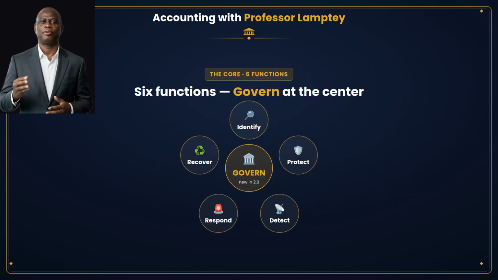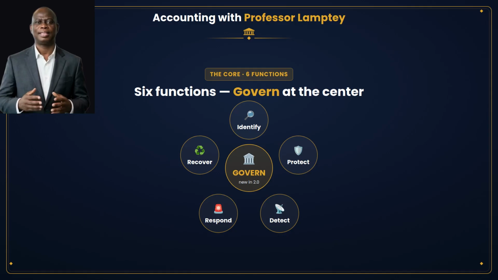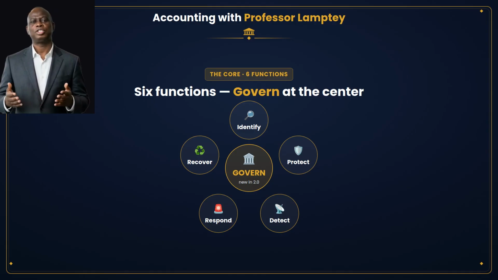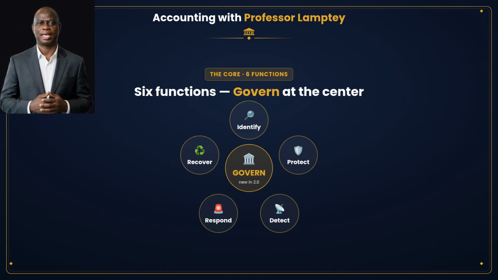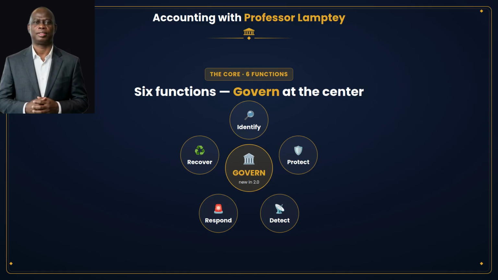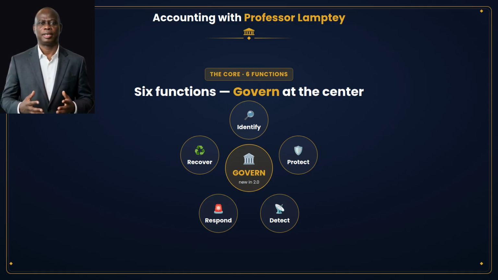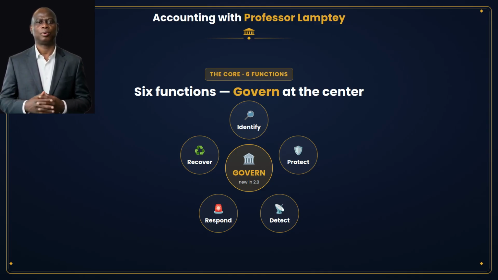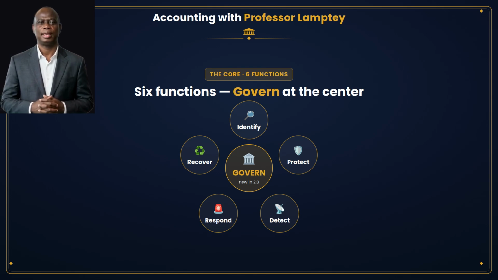At its heart, the framework is 6 functions. Think of them as the full life cycle of cyber risk. 5 of them form a ring: identify, protect, detect, respond, and recover. And in version 2.0, a 6th function was added at the very center, touching all the others: govern. Govern, identify, protect, detect, respond, recover. That new center, govern, is the single most important thing to know about the 2.0 update and a favorite on the exam. Let's walk each one, following one company through one attack.